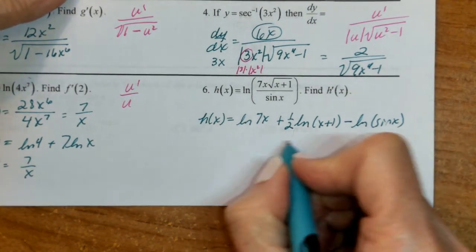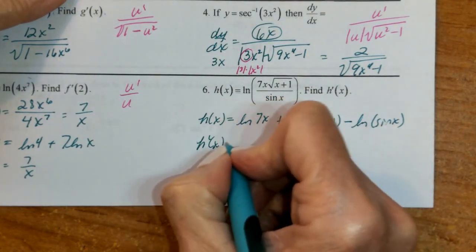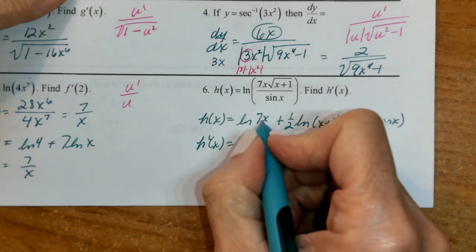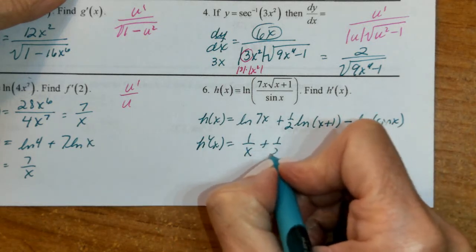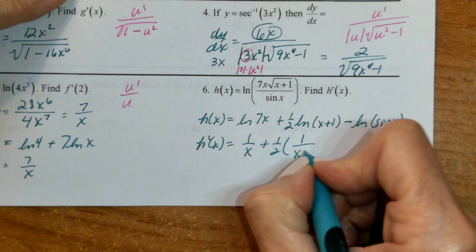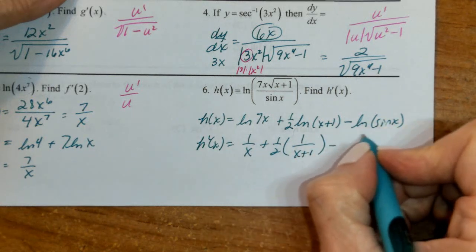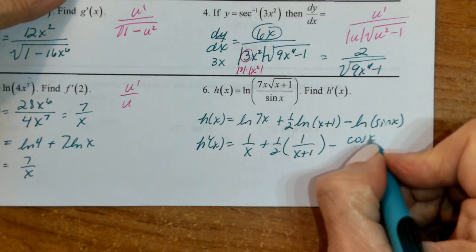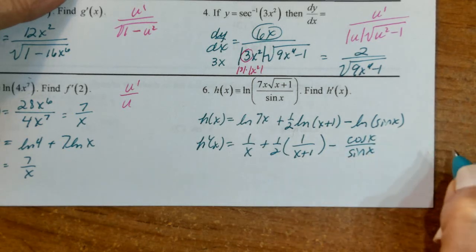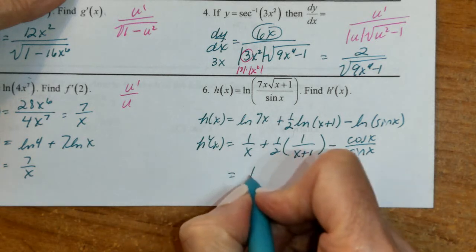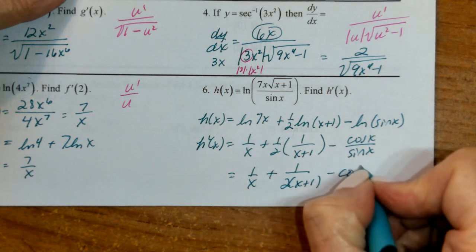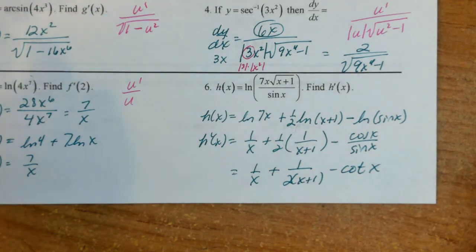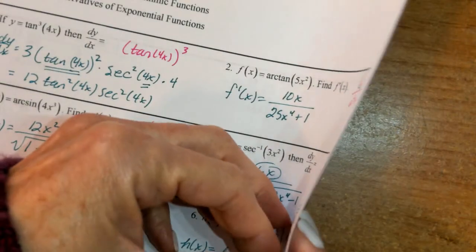Now it's going to be very easy to take this derivative. So h prime here would be, this would be 7 over 7x, so 1 over x again. And this would be 1/2. U prime is just 1 over u. And the derivative of sine is cosine over the sine, over the u. And simplified a hair, they would probably change that to cotangent. That's it. Okay, let's take a look at the next one.